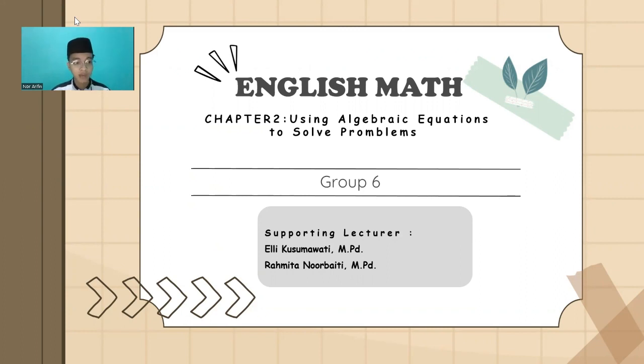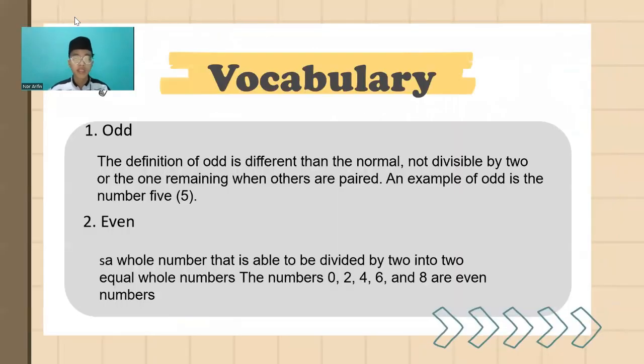On this occasion, I will explain about Chapter 2, using algebraic equations to solve problems. The first one, I will explain about vocabulary. Odd. In bahasa, odd is bilangan ganjil. The definition of odd is different than normal, not divisible by 2, or the one remaining when others are paired. An example of odd is the number 5.